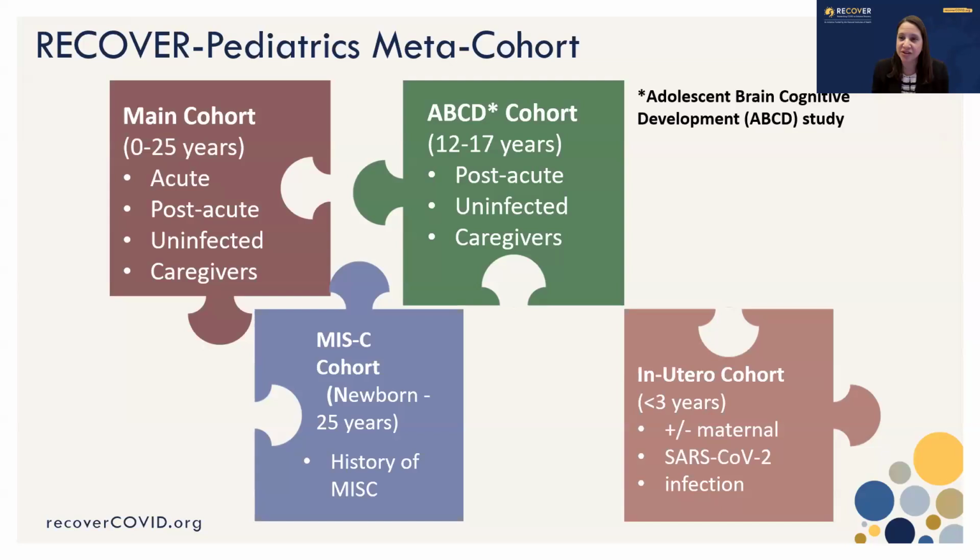And so our pediatric observational cohort study has a different study design than the adult cohort. And we describe ourselves as a meta cohort, really bringing together 4 different cohort types into one comprehensive study. This includes first what we call the main cohort, which are participants that are newly recruited into RECOVER. And they span from birth all the way through young adulthood and include children and young adults who had an infection in the acute period, that had an infection a while before enrolling, as well as those that were uninfected.